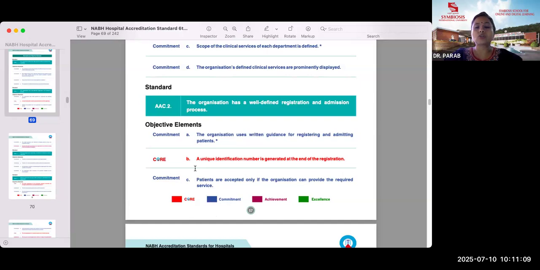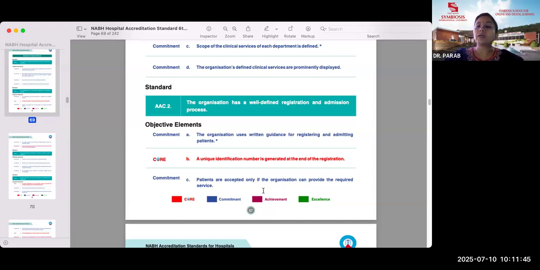Okay. So when you're marking the hospital or scoring the hospital for a particular standard and objective element, we generally try to score it in such a way that processes are in place and they are fully implemented, or processes are in place and they are partially implemented, or processes are in place and they're not implemented at all. So that way we generally score the hospitals. Whereas this core and commitment has to be present.